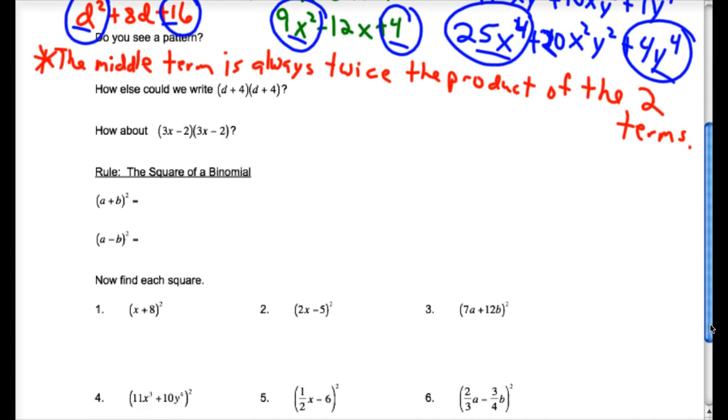Now, how else could we write d plus 4 times d plus 4? d plus 4 squared. d plus 4 quantity squared.